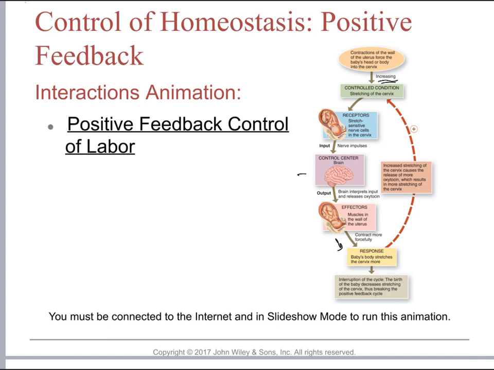Once the baby is gone, this feedback loop shuts off. So again, we're causing a disruption, more hormone secretion, more muscle contraction, to help get that baby out. Once that baby's out, we return back to homeostasis.